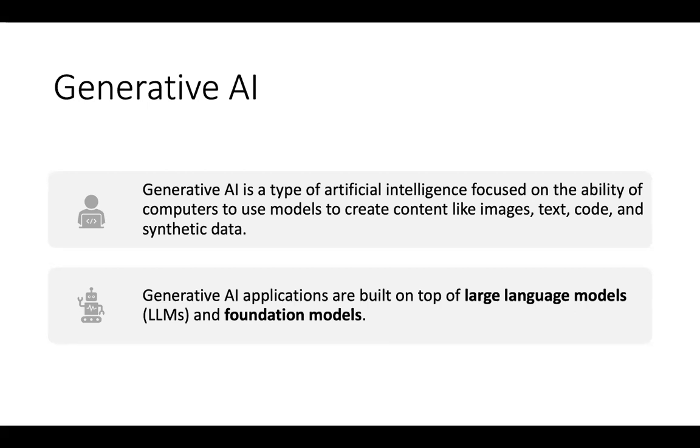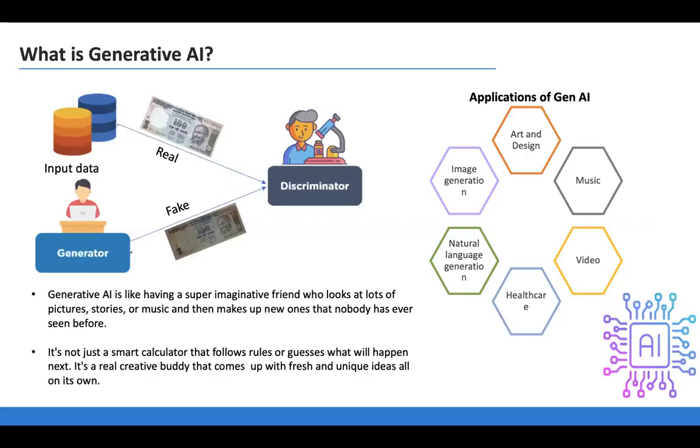And these generative AI applications are basically built on top of large language models, which we'll try to understand. There are certain foundation models, and models are built on top of those. A lot of training has happened. So what is GenAI? You can take the example of a friend who is watching a lot of movies or reading a lot of novels, and after that he comes up with his own idea: oh, I can create certain movies like this, or maybe I can write certain novels like this.